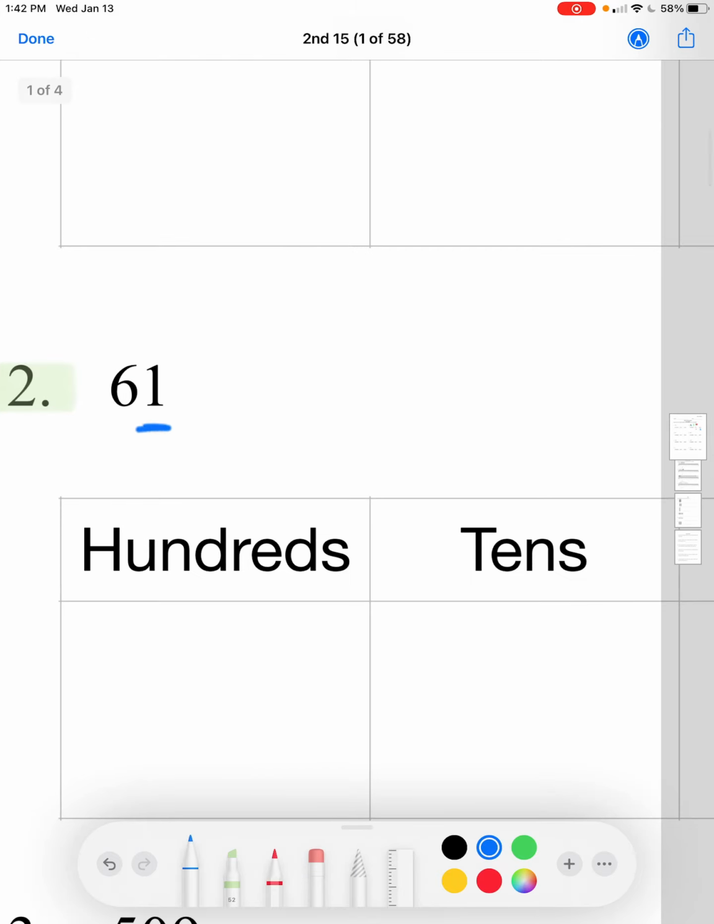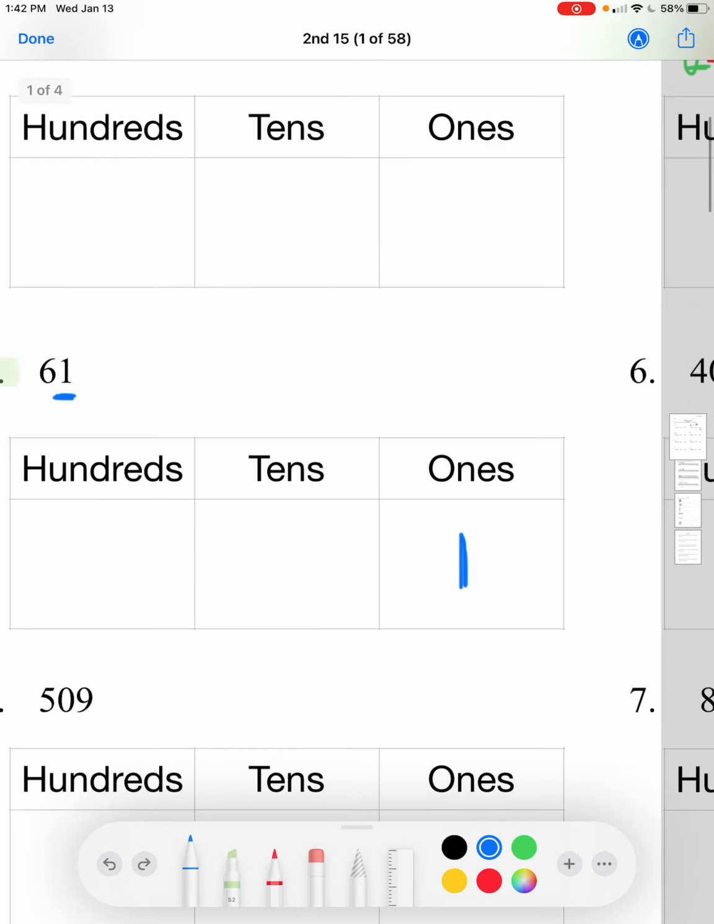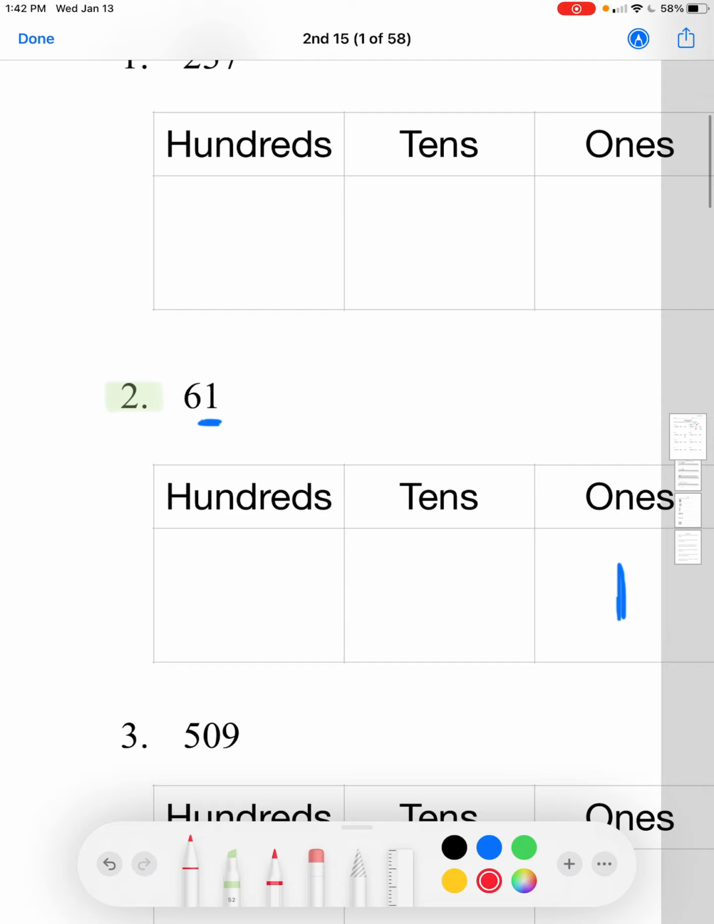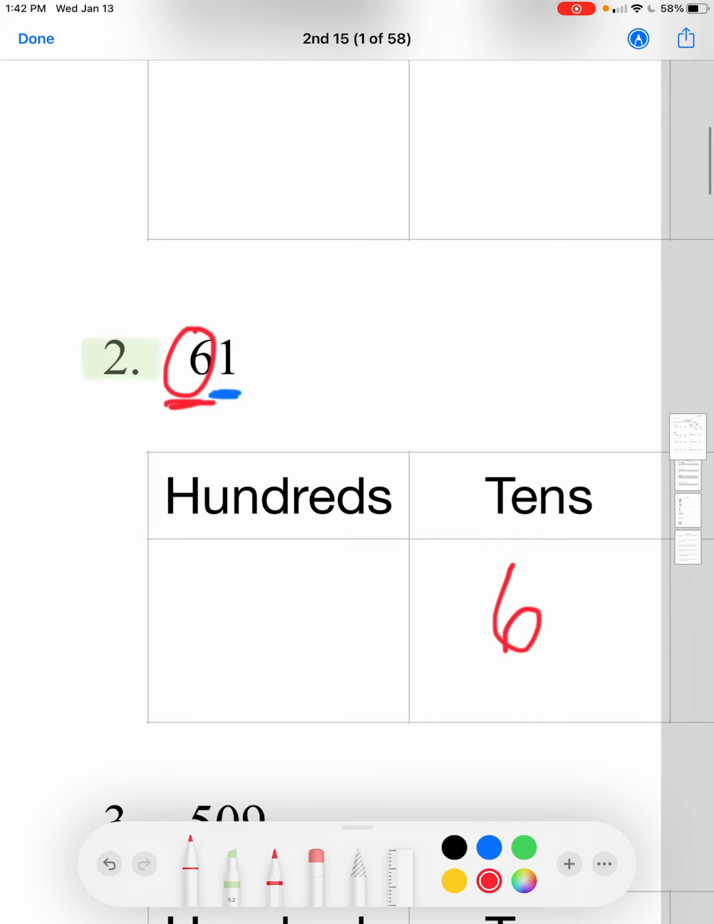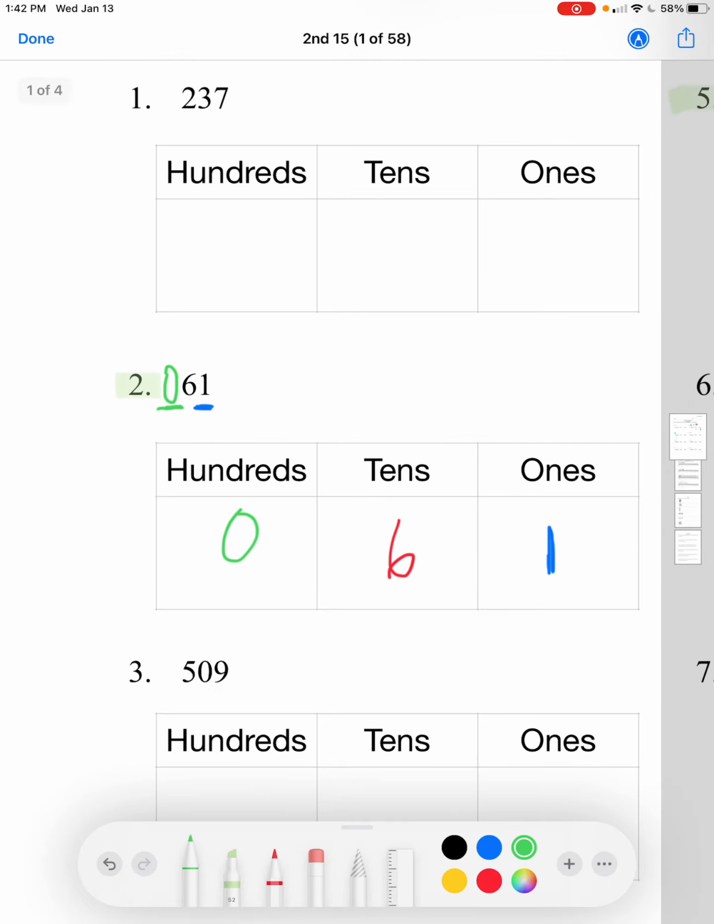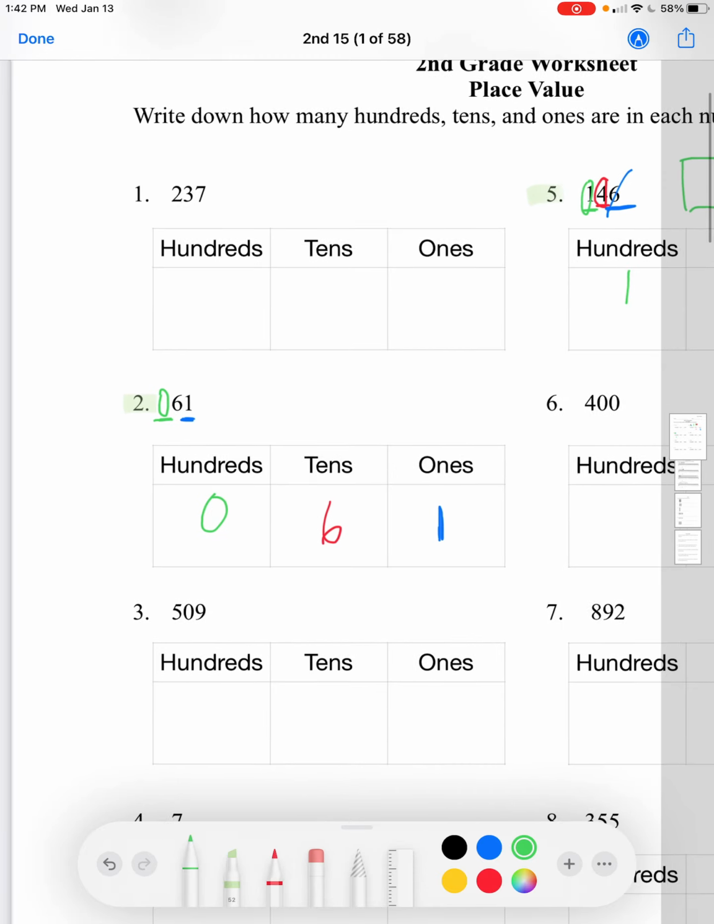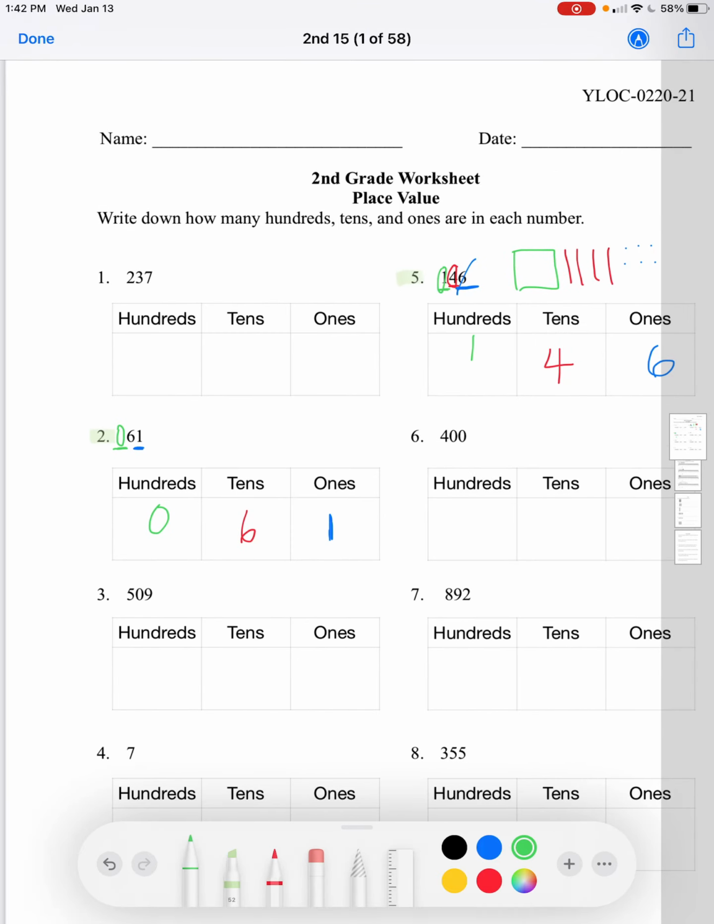So let's start with the ones place, which is right here. We have a 1 in the ones place. So we'll put a 1 right here. And then we move on to the next digit. We have a 6 in the tens place. So we have 6 tens. And then this would be the hundreds place, but we have nothing here, so that's just a 0. So there are 0 hundreds, 6 tens, and 1 ones in the number 61. So that's how you solve these types of problems.